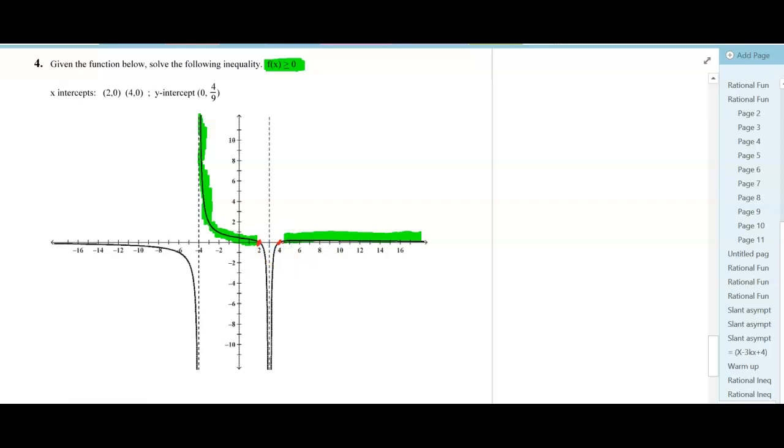So it looks like this is above the x-axis from -4. It's got to be a parentheses because you never cross the horizontal or vertical asymptote. Up to 2. It can include 2. Union. It can include the x-intercept of 4. And it goes out to infinity.